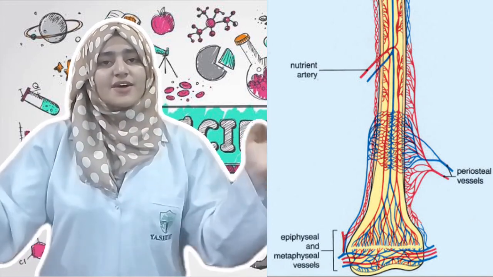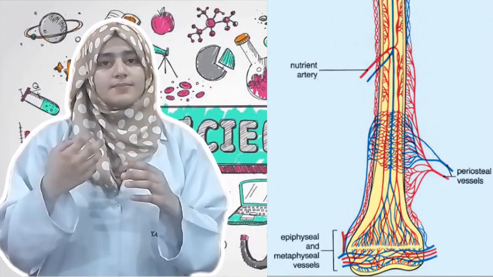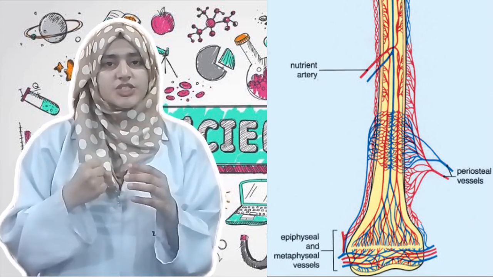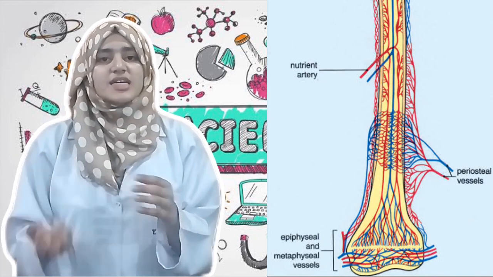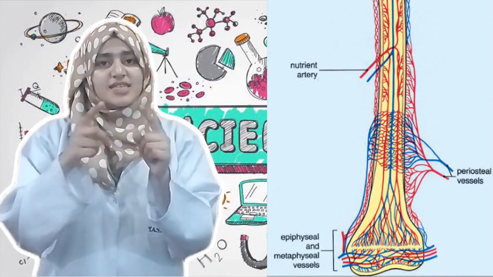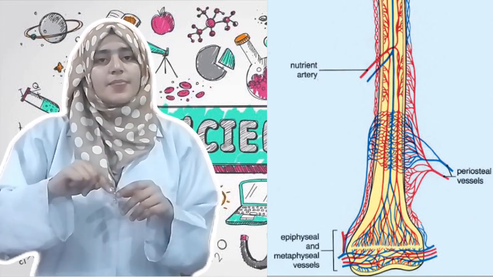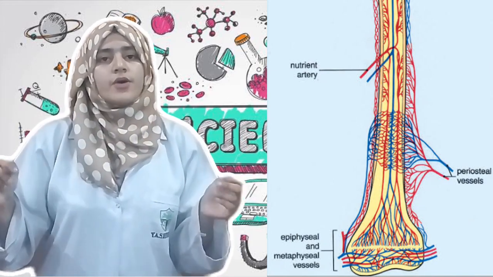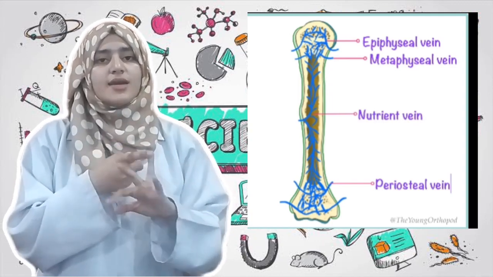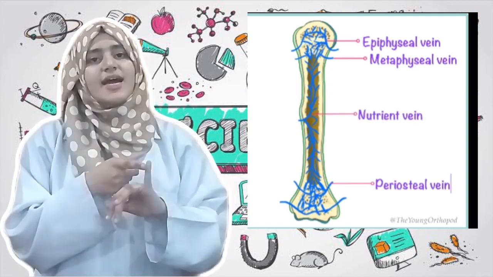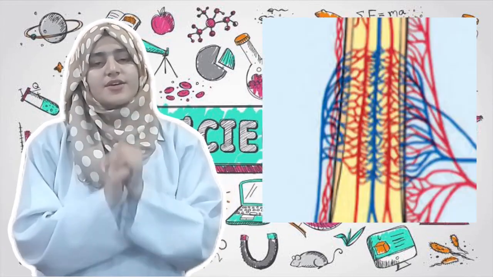And when all these arteries supply blood to the bone, the bone uses the oxygen and the deoxygenated blood is then drained into the central venous sinus, and from the central venous sinus the blood is drained out of the bone by the epiphyseal vein, metaphyseal vein, nutrient vein and periosteal vein, which are present side by side with the arteries.